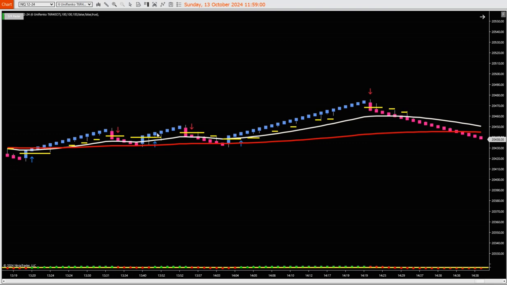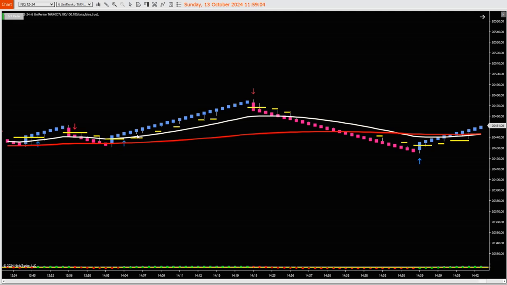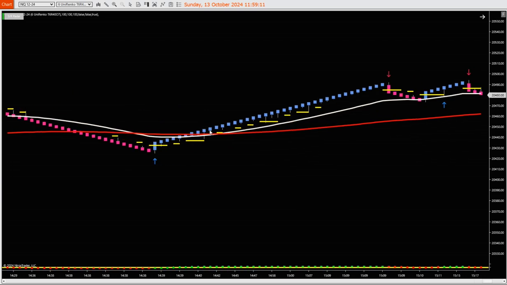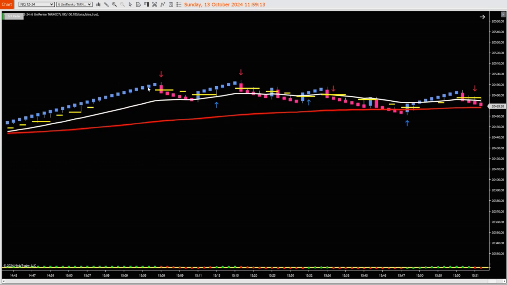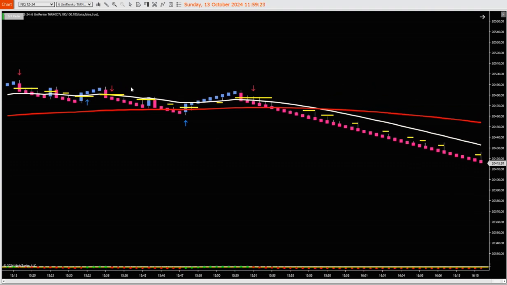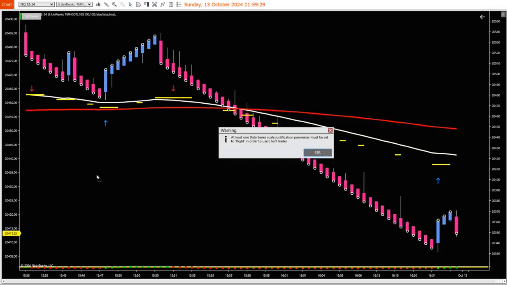Direction change, no trade. Direction change, winner. Direction change, no trade. Direction change, winner. Direction change, winner. Direction change, no trade. Direction change, winner. Direction change, no trade. Direction change, winner.